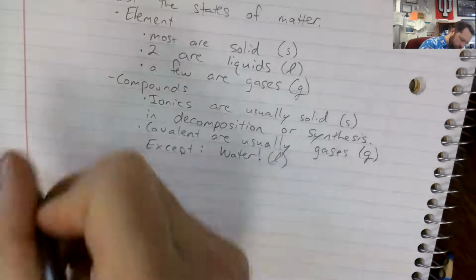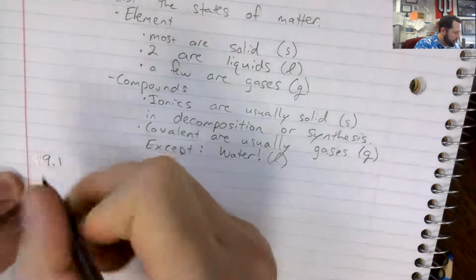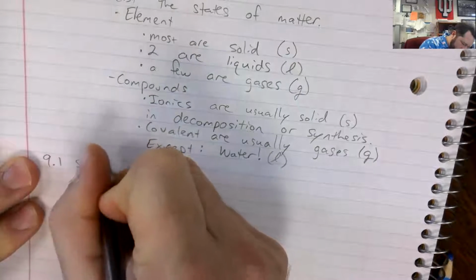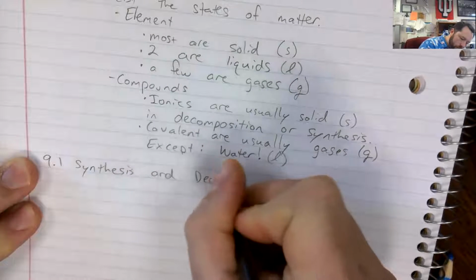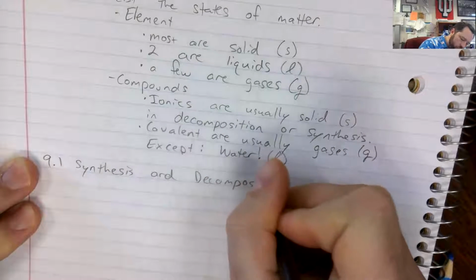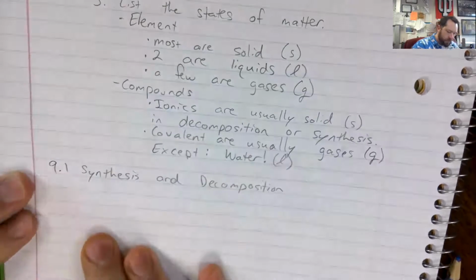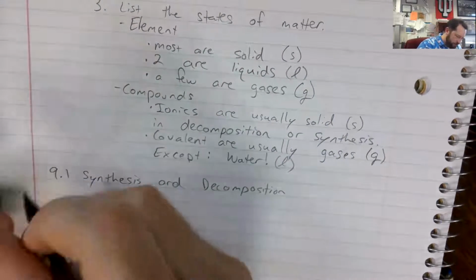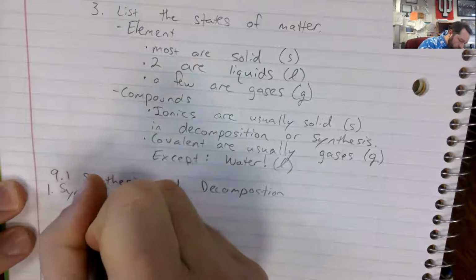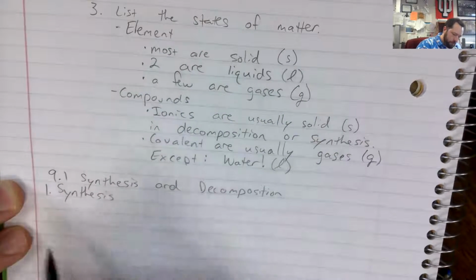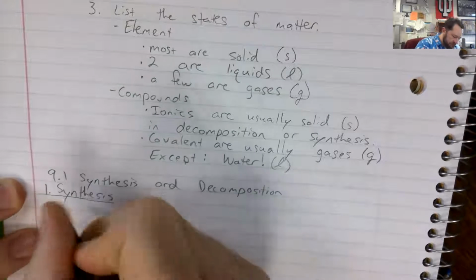Let's take a look at our first unit in this chapter. So 9.1, we're looking at synthesis and decomposition reactions. So synthesis and decomposition. Their names pretty much tell you exactly what the type of reaction they are. We'll start off with a synthesis.